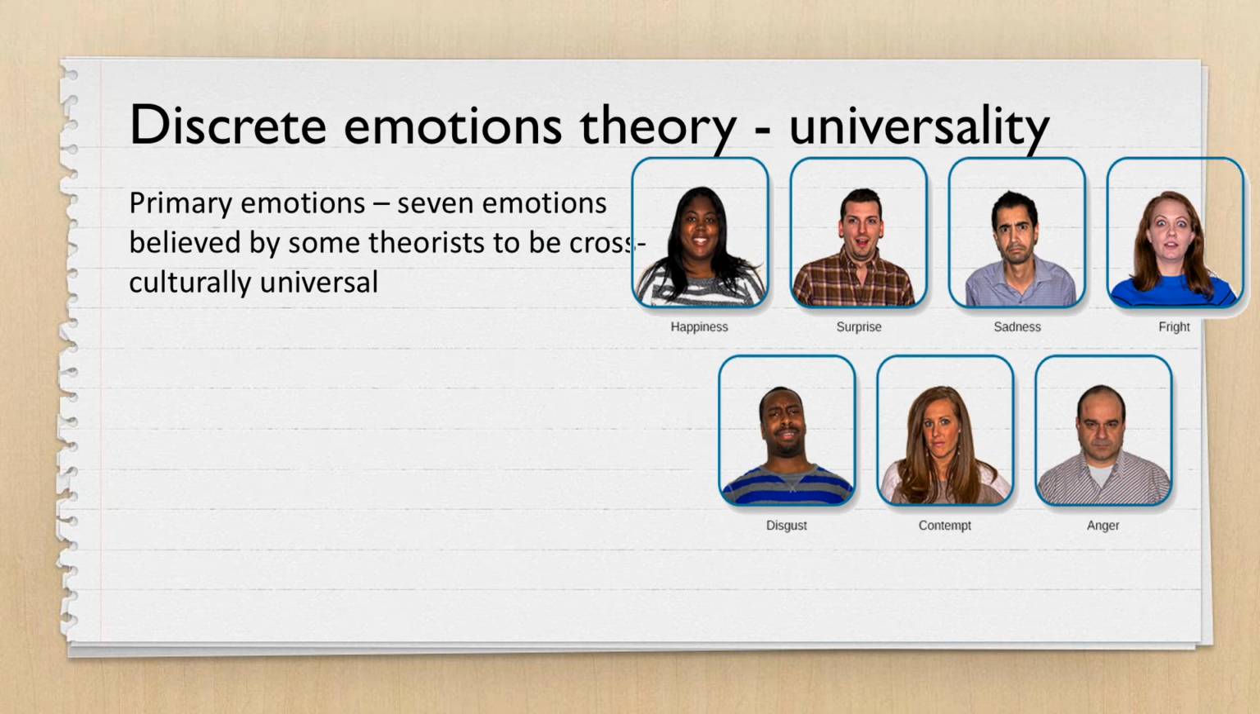Additionally, we find that there seems to be universality of emotional expression, by doing a lot of cross-cultural research, including studying cultures with little or no exposure to Western culture. Research suggests there are 7 universal primary emotions that are reliably interpreted across cultures. These are happiness, surprise, sadness, fright, disgust, contempt, and anger.